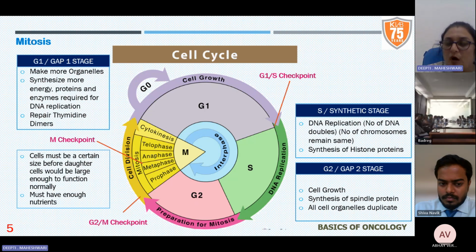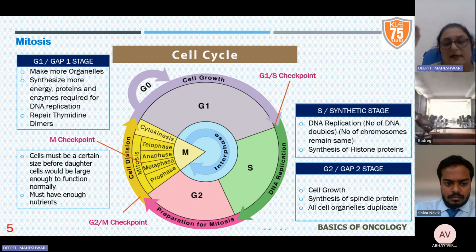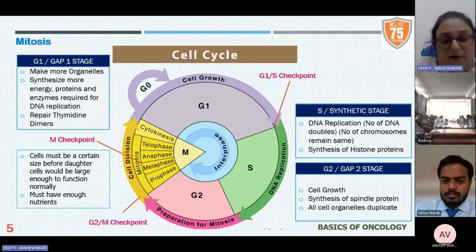So you have two new cells which are formed, which are identical to the parent cell, and each cell will have 23 pairs of chromosomes, will have a nucleus, and will have all the cell organelles like Golgi apparatus, mitochondria, cytoplasm, nuclear membrane, cell membrane. Okay, all the cell organelles will be there in the two new daughter cells which have formed.